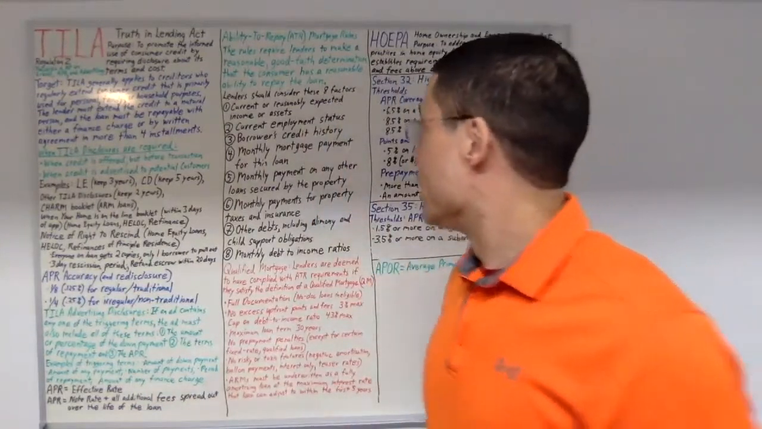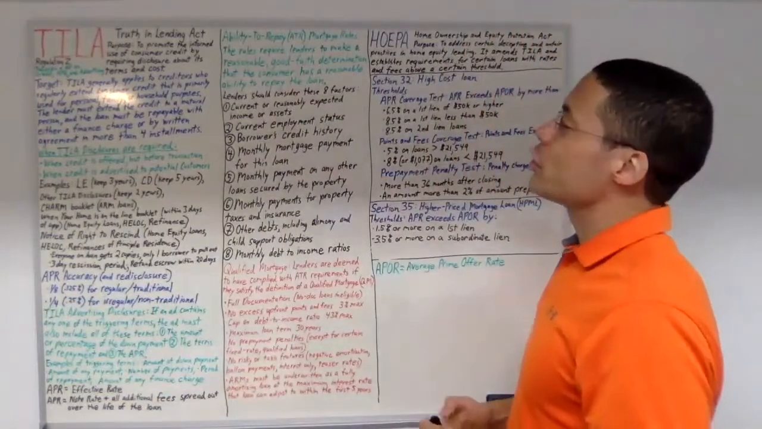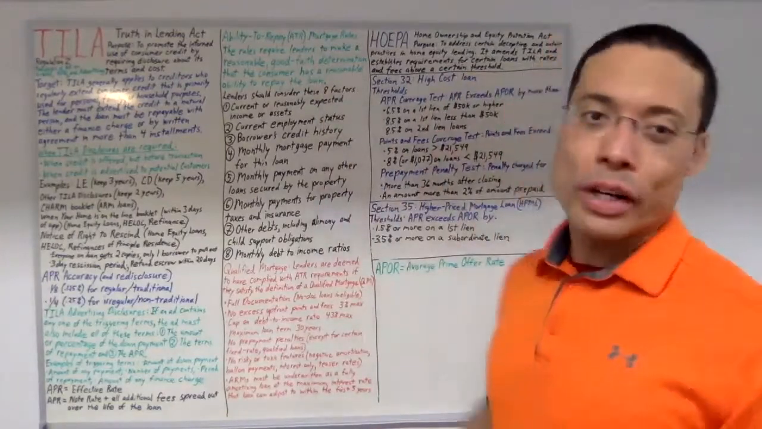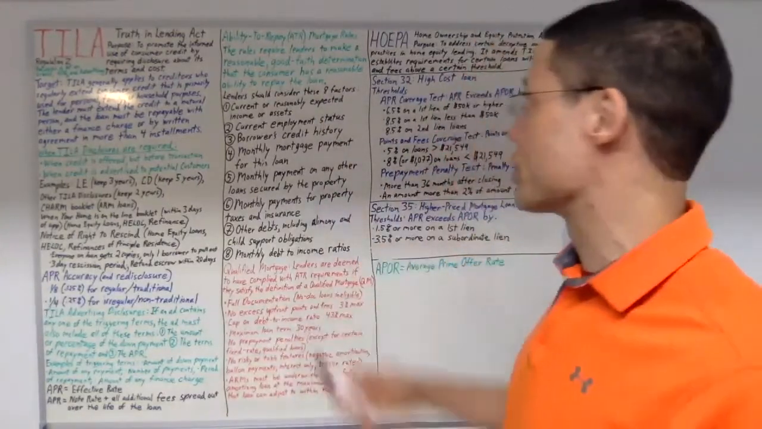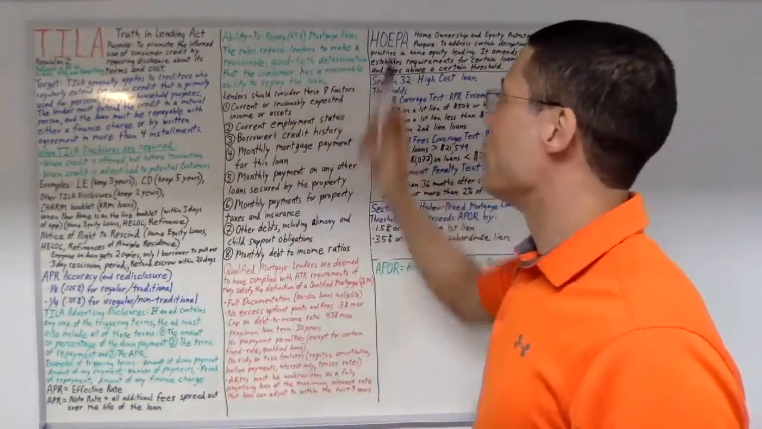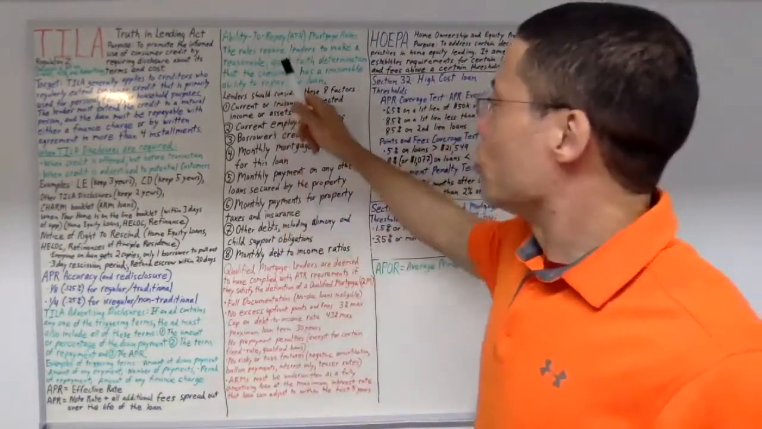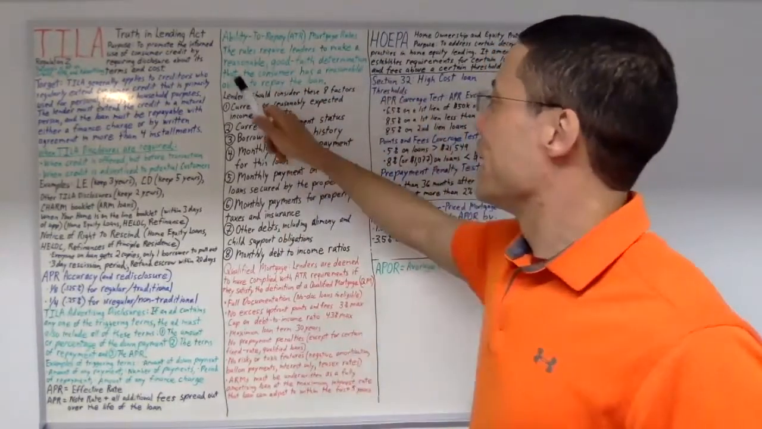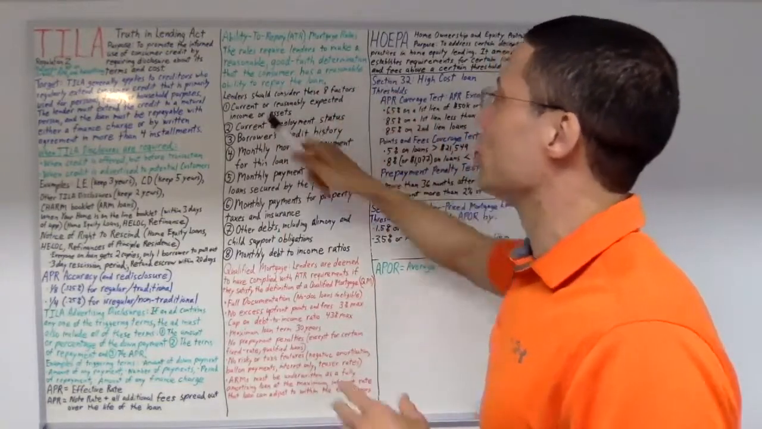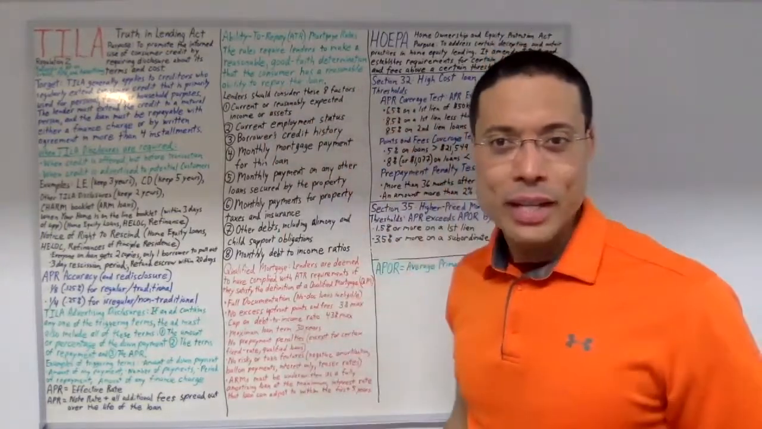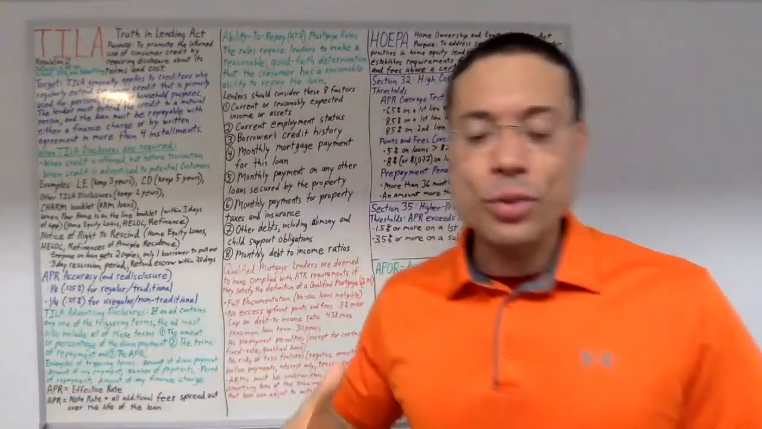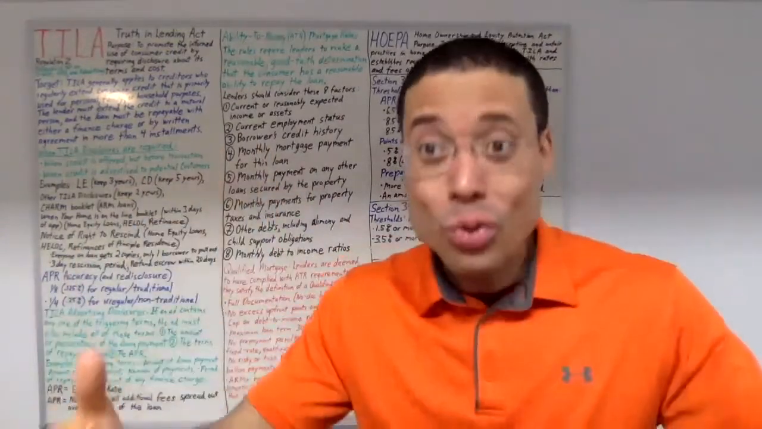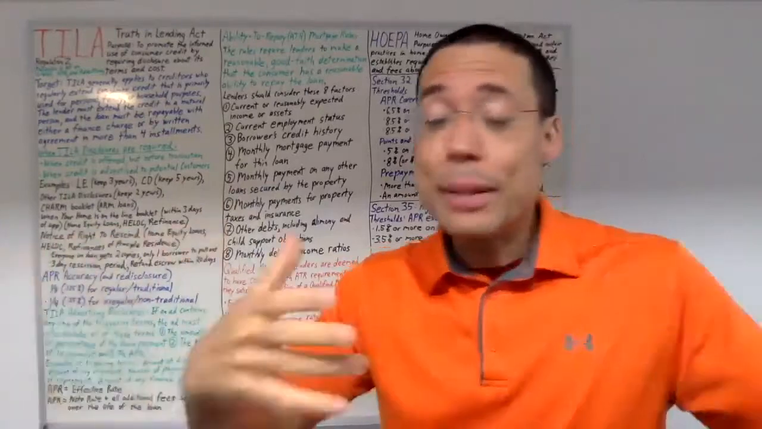All right. Now, let's talk about ability to repay mortgage rules. That's also called the ATR mortgage rules. The rules require lenders to make a reasonable, good faith determination that the consumer has a reasonable ability to repay the loan. You see, in the past, there were issues where lenders were giving out loans to people who they knew did not have the ability to repay the loan.